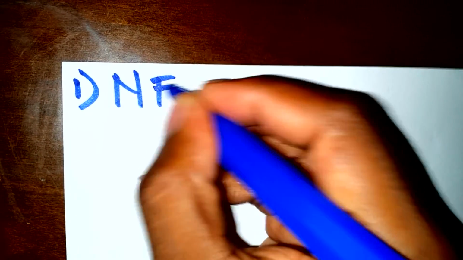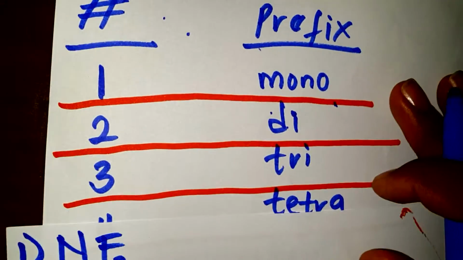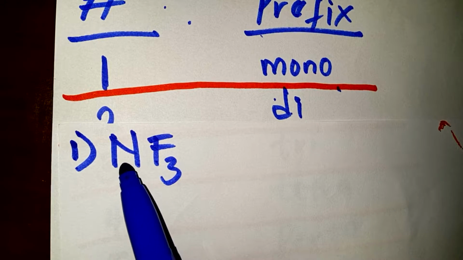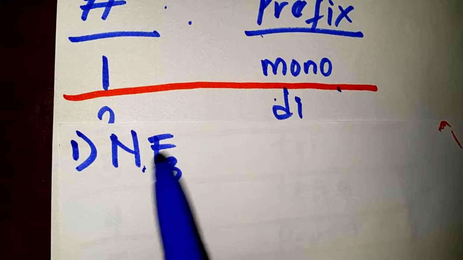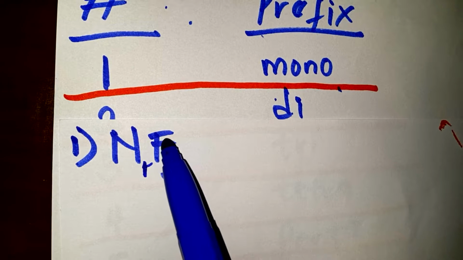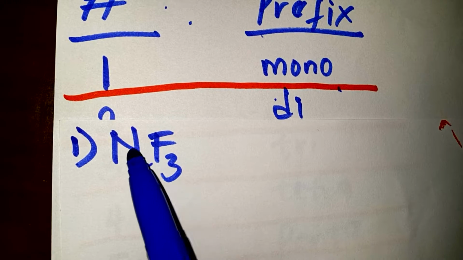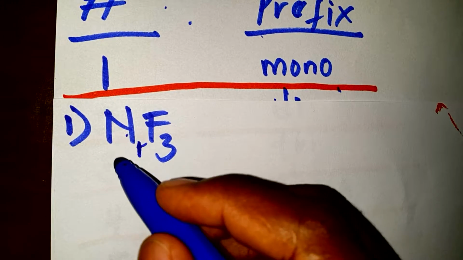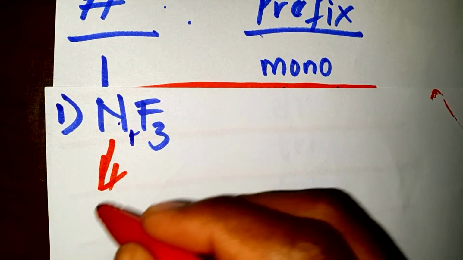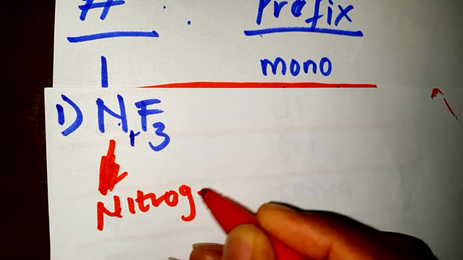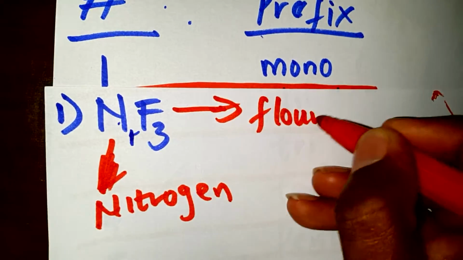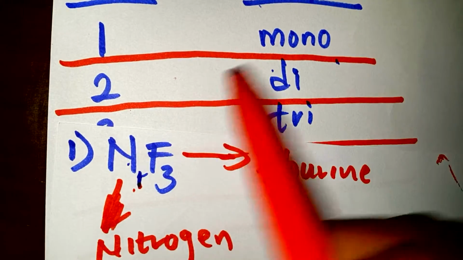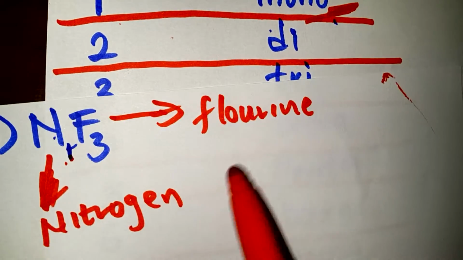The first example with me here is NF3. According to what I told you, looking at this example, we have N, which is nitrogen. There's 1 here, but we don't put it. This is fluorine, and it has 3. So how do you name this? We know that this N is nitrogen. This is fluorine. And we have 1. Our 1 is mono.